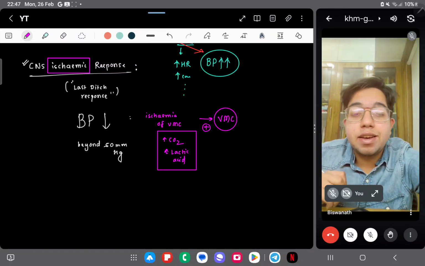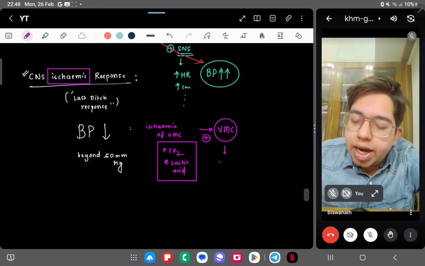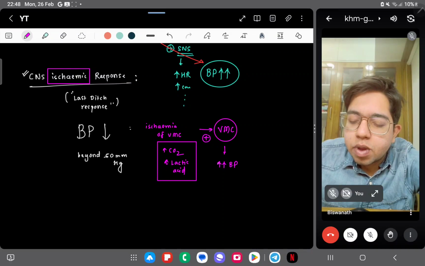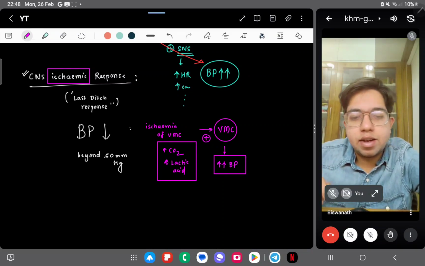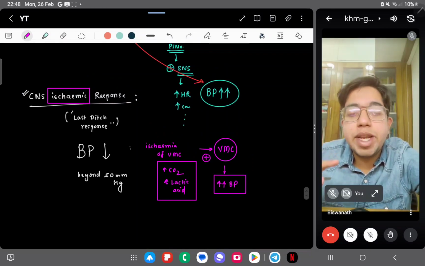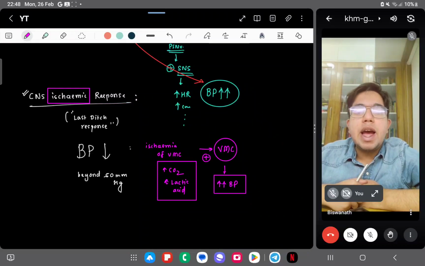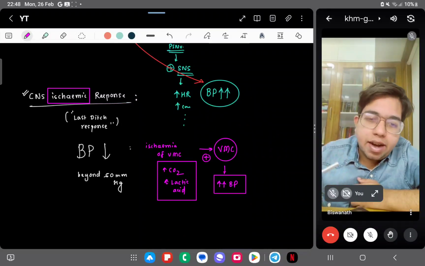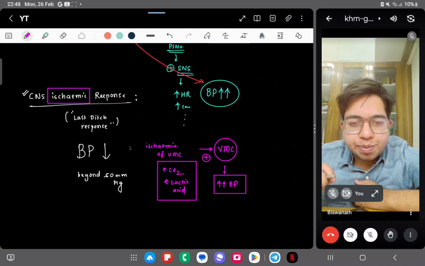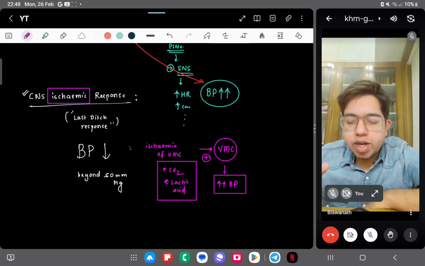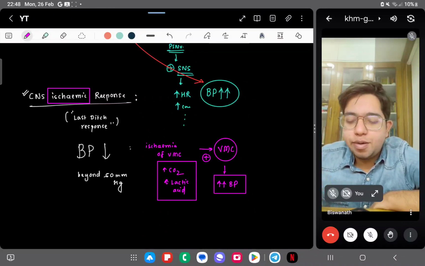Very funny, right? Ischemia is stimulating the VMC, and this VMC again tries to increase BP. It will give another try. In many cases, you are seeing VMC is basically doing its job, and VMC again tries another attempt to increase the BP. So you can see how our body is trying its level best to increase the BP.